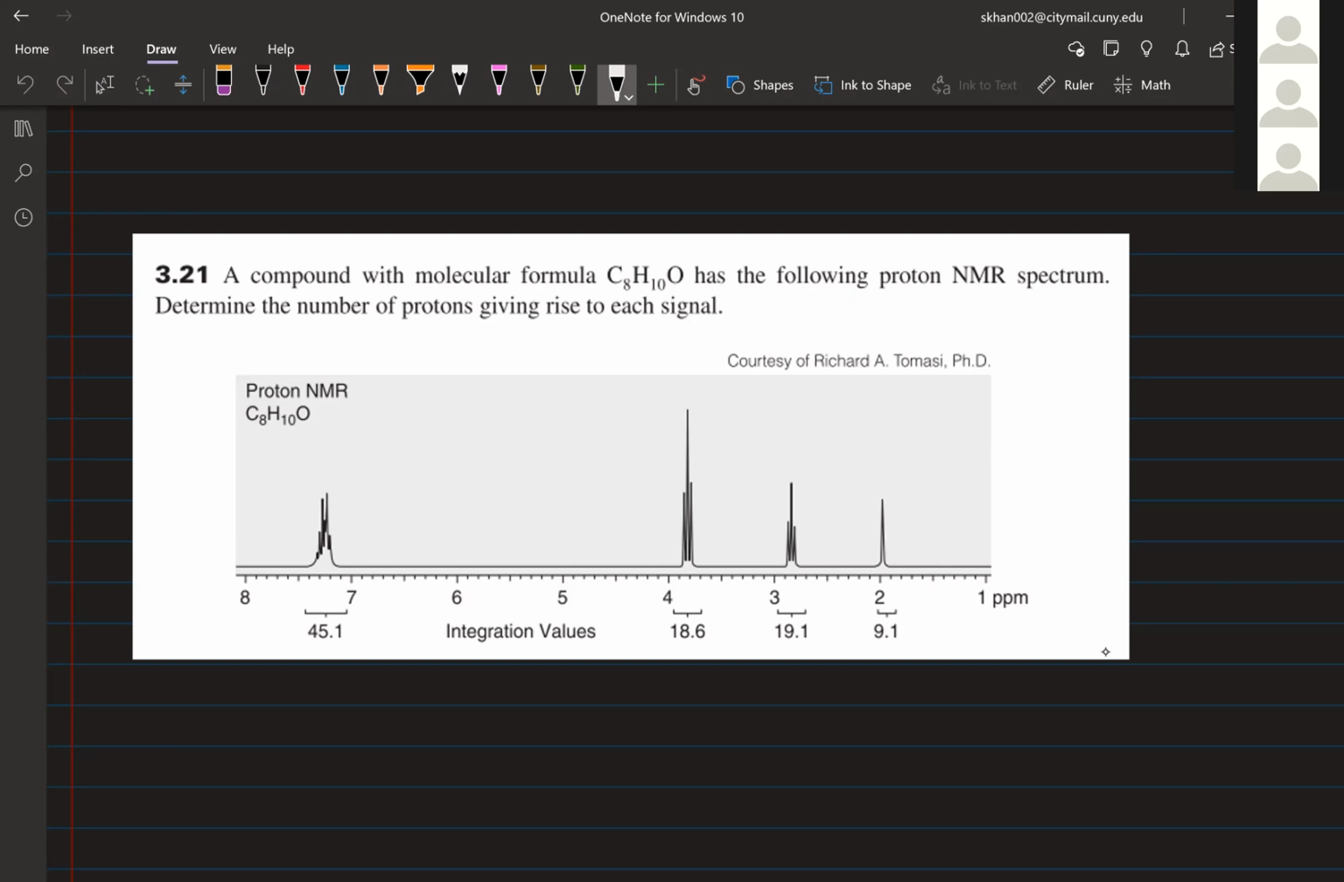So basically the way you do this is you're going to divide by the lowest area, so that you're making all the areas under each signal relative to each other. So always find the lowest one. So in this case, the lowest one is, let's use a different color, 9.1. So to determine how many protons are in each signal, we divide everything by 9.1, right?